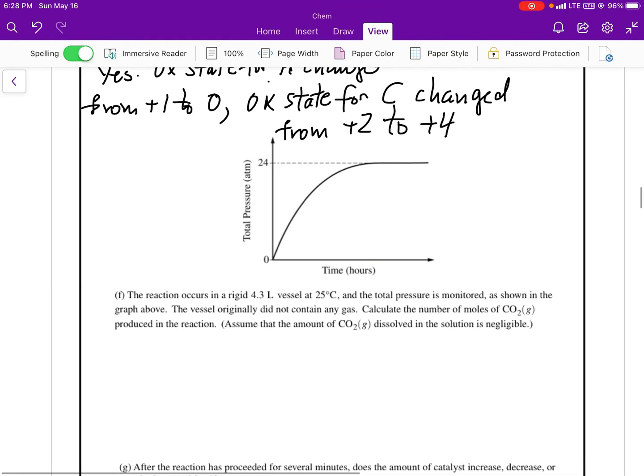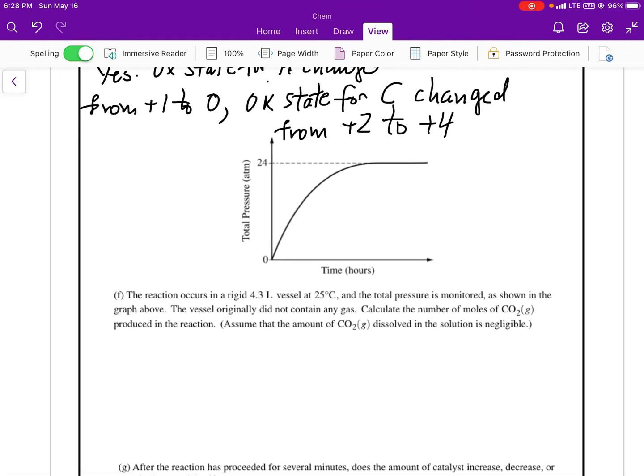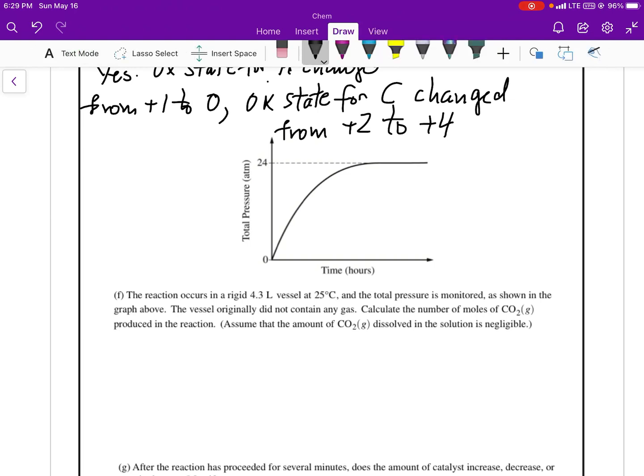So now part F. The reaction occurs in a rigid 4.3 liter vessel at 25 degrees Celsius, and the total pressure is monitored as shown in the graph above. The vessel originally did not contain any gas. Calculate the number of moles of carbon dioxide produced in the reaction, and assume that the amount of carbon dioxide dissolved in solution is negligible. Okay, so now you're given a question.